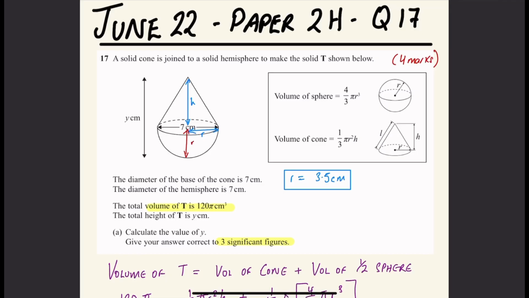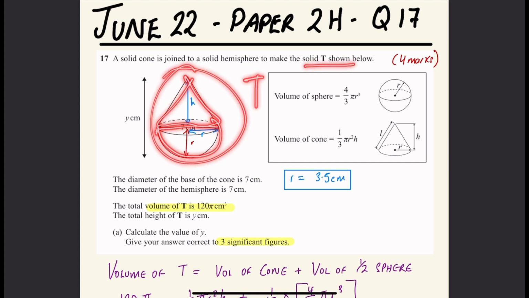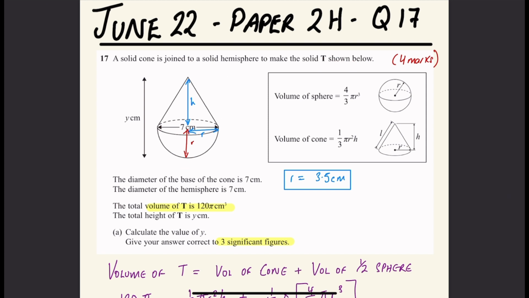Okay. Alright guys, just to recap what we've done for question 17. A solid cone is joined to a solid hemisphere to make solid T shown below. So this cone is joined to that to make this whole structure, which is called T. The diameter of the base of the cone is 7, so that whole thing is 7 as labeled. The diameter of the hemisphere is 7, so the cone is basically joined on the hemisphere. The total volume is 120 pi. The total height of T is y. Find y. Give your answer to three significant figures.